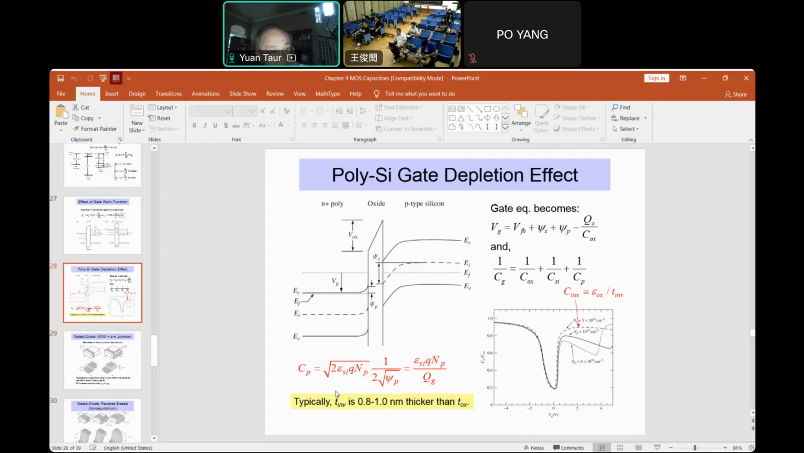Of course, the price to pay is the process complexity. Jack will talk about the processing steps next Monday, right? Yeah, September 30th, yes.